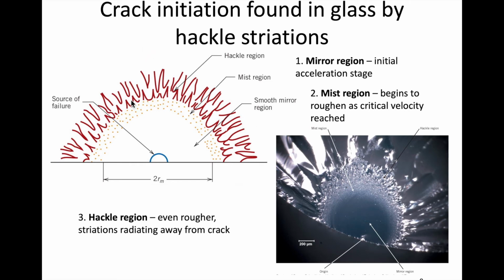You'll see that, and that's what points you back towards the source of failure. So this is very common. The relative amounts of these regions can differ and be larger or smaller, but typically you will see these regions if you can identify the source of failure.